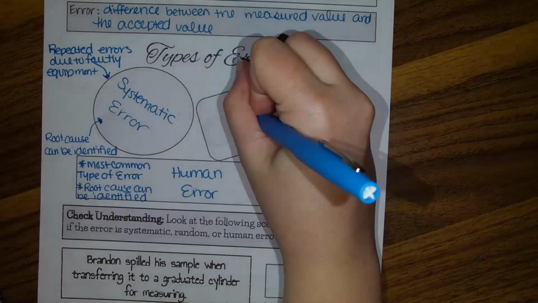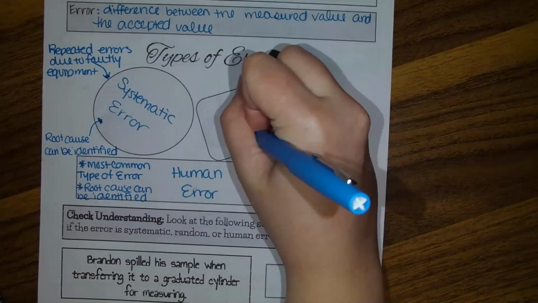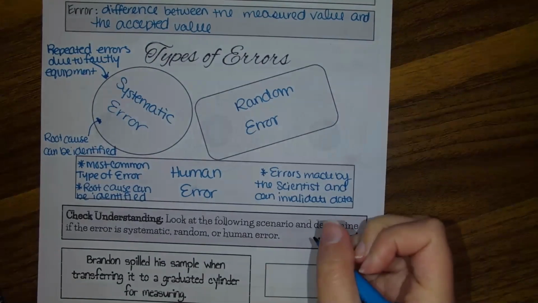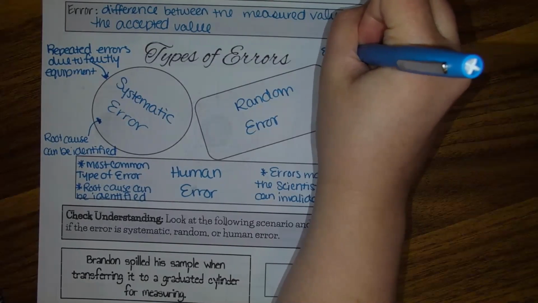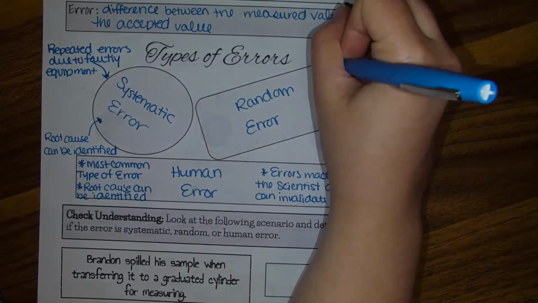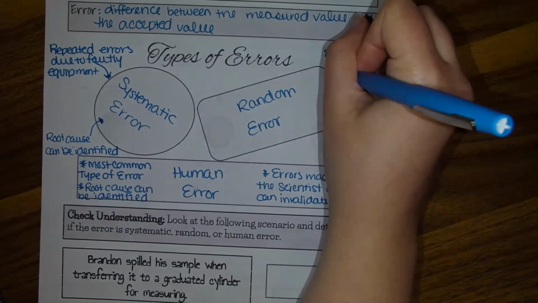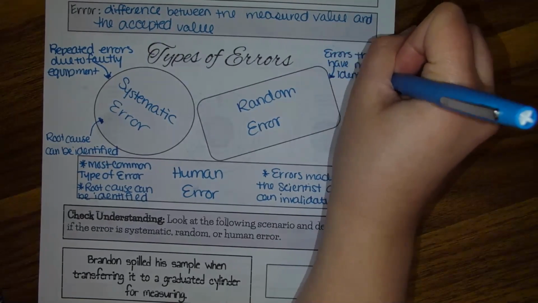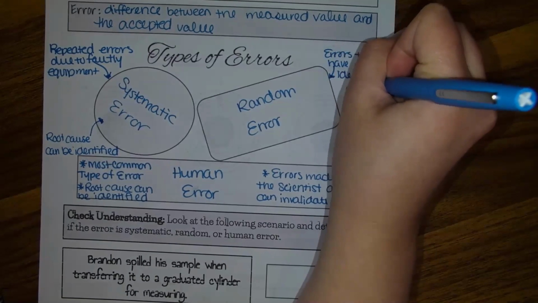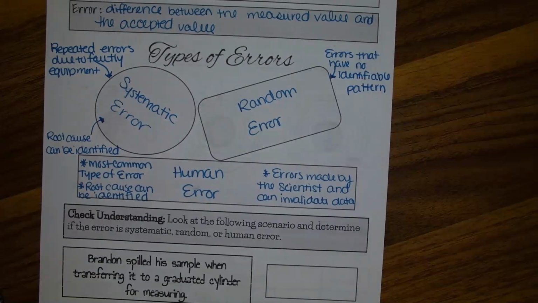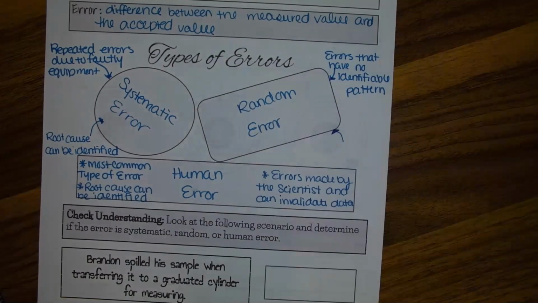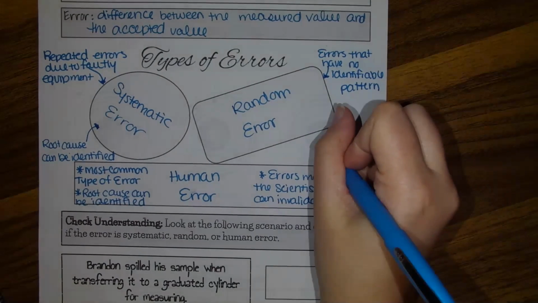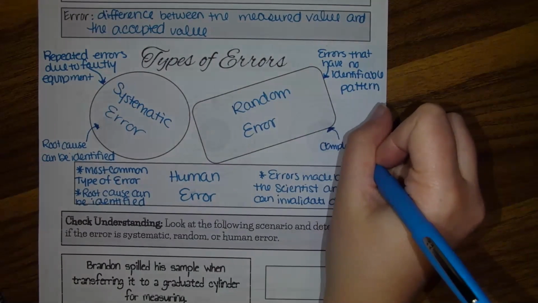The last one is random error. Okay, and what does this kind of tell us? These are errors that have no identifiable pattern. So we really don't know exactly why they happen. They just kind of do. And sometimes it has to do with the environment and, you know, even changing the environment. Like, it's just, unfortunately, it happens. So these are completely random. They're not very common.